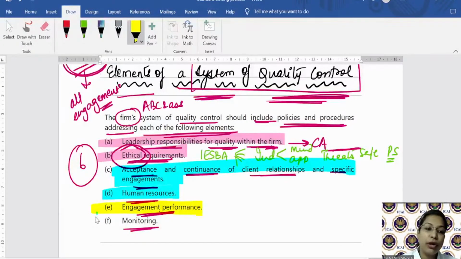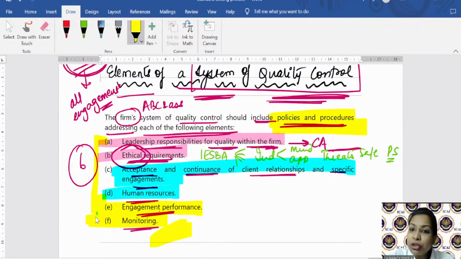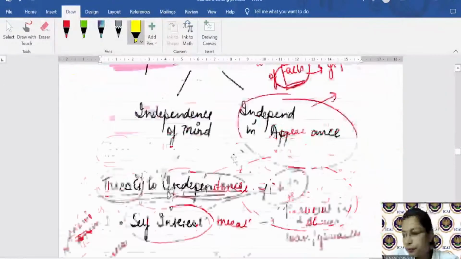And the sixth point is what, whether all these 5 points are monitored. Whatever policies and procedures the firm is having with respect to quality control, whether monitoring हो रही है या नहीं उसकी, because outdated अगर आपकी policies and procedures है, then there is no use, है ना. So we will discuss point number 5th and 6th now.